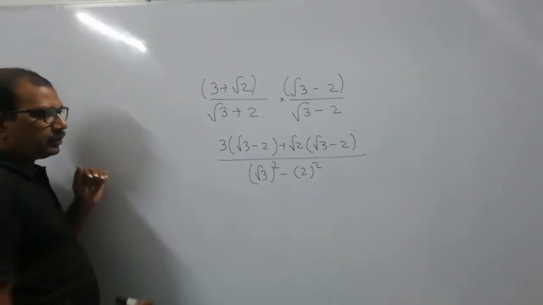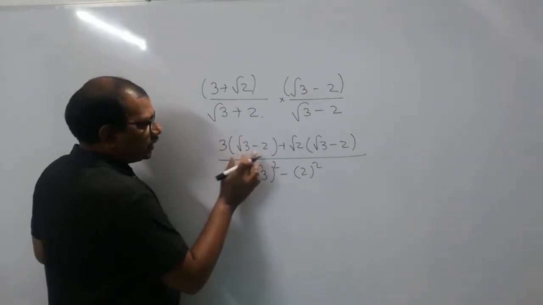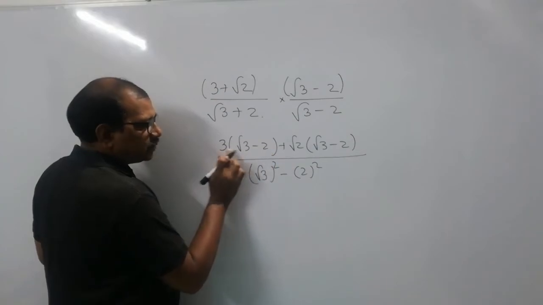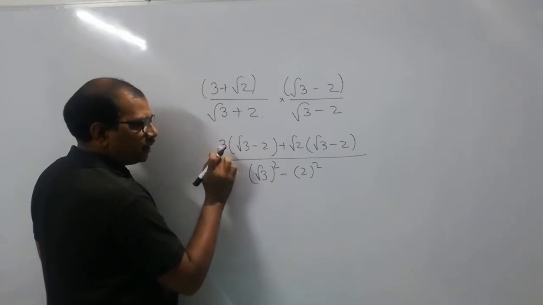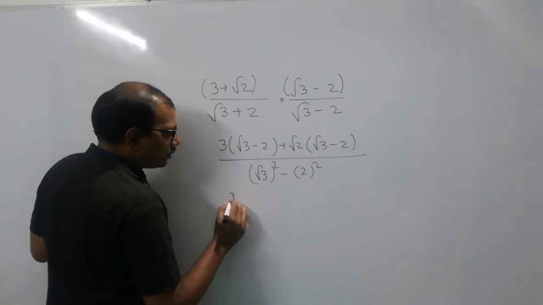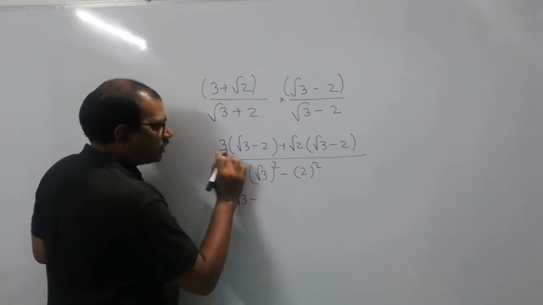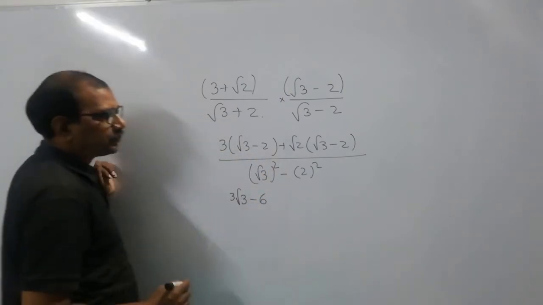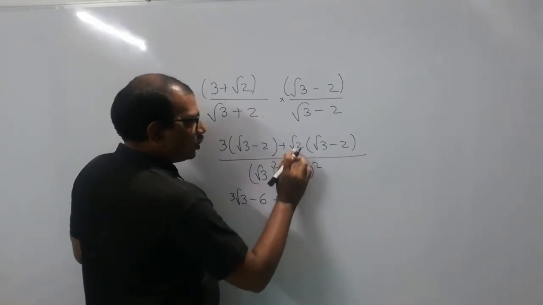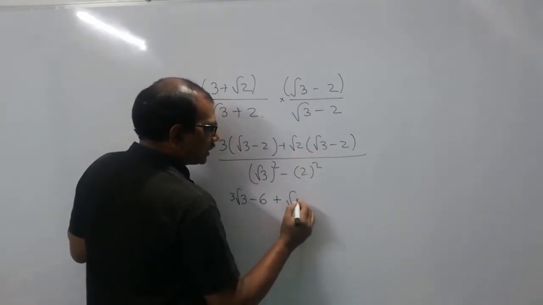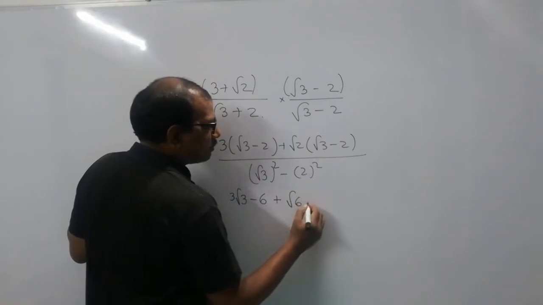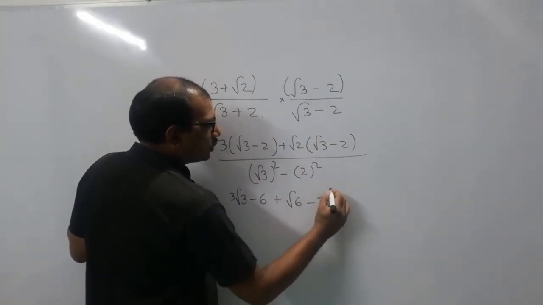Now how to simplify the numerator? Here this bracket is being multiplied by 3, so each term of the bracket will be multiplied by 3. So 3 into root 3 is 3 root 3, minus 3 twos are 6, plus root 2 into root 3 is root 6, plus into minus is minus 2 root 2.